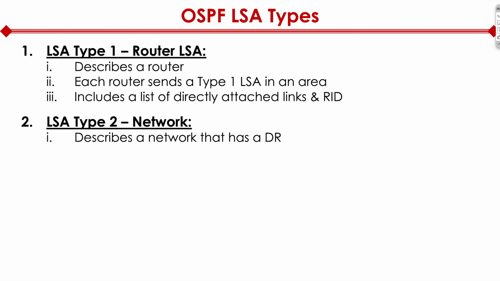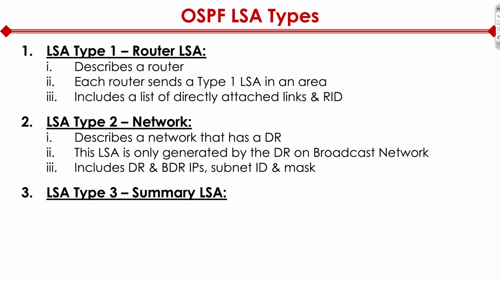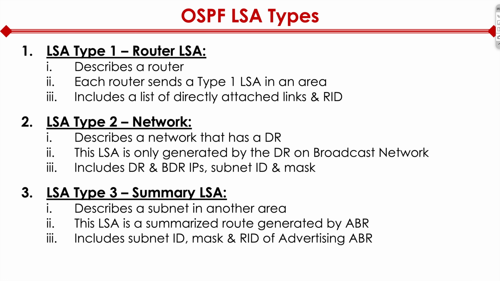LSA type 2 is the network LSA, and it describes a network that has a designated router, and we'll talk about a DR in a moment. This LSA is only generated by the DR on a broadcast network, and it includes the DR and BDR IP, subnet ID, and subnet mask. And finally, LSA type 3, called summary LSA, describes a subnet in another area. This LSA is a summarized route generated by the area border router. It includes subnet ID, mask, and router ID of the advertising ABR. Keep in mind, there are 11 types of LSA in OSPF. In the CCNA exam though, because of the exam blueprint, we're only covering 3.